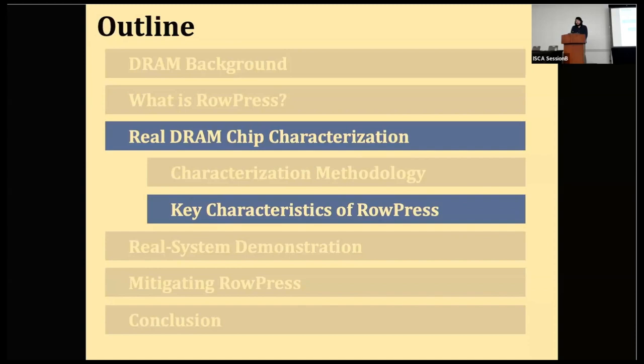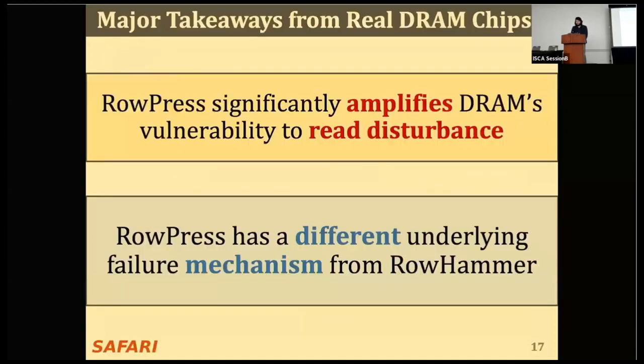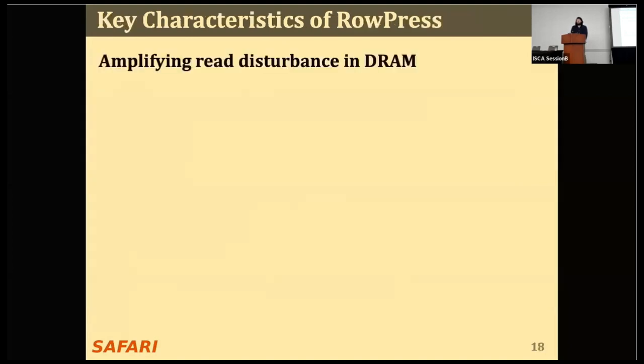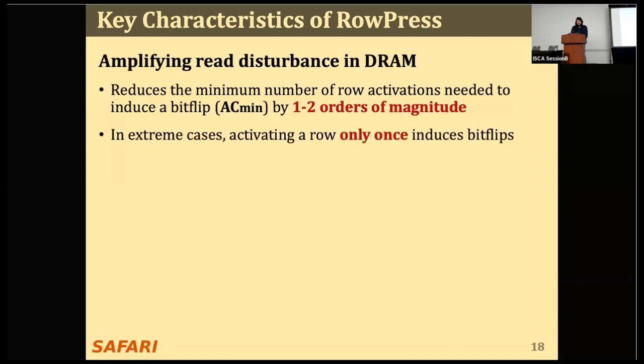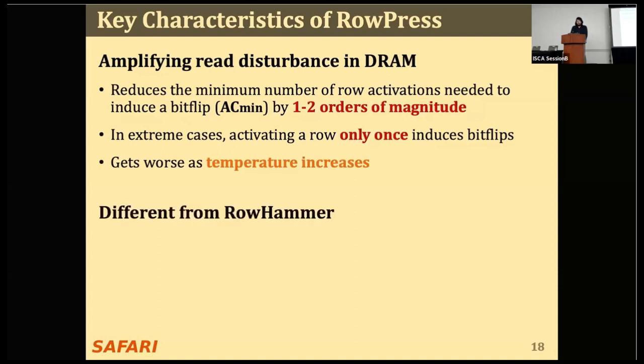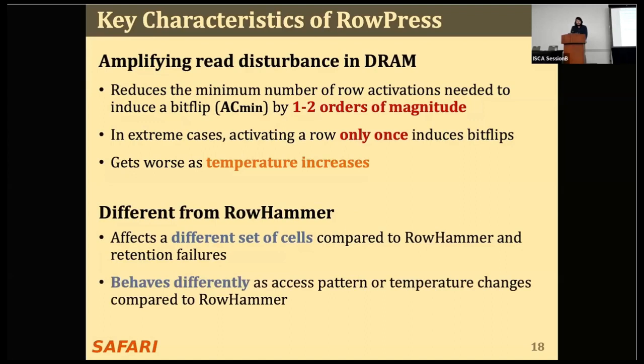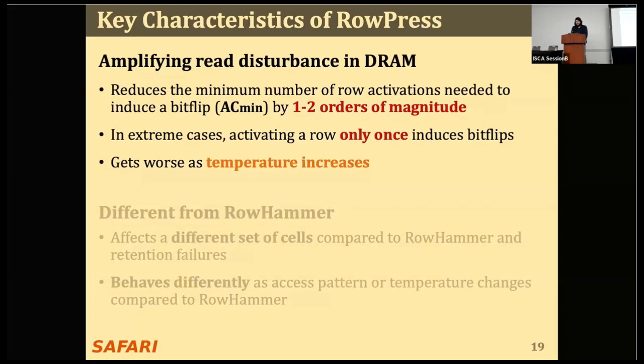Next, let's see the key characteristics of RowPress. I've already shown these 2 key takeaways. Now let's see some details. RowPress amplifies read disturbance in DRAM because it reduces the minimum number of activations needed to induce a bit flip by 1 to 2 orders of magnitude. In extreme cases, only one activation causes bit flips. RowPress also gets worse as temperature increases. RowPress is different from RowHammer because it affects a different set of cells and behaves differently as access pattern and temperature change compared to RowHammer. Now let's see some detailed characterization results to understand how RowPress amplifies read disturbance.